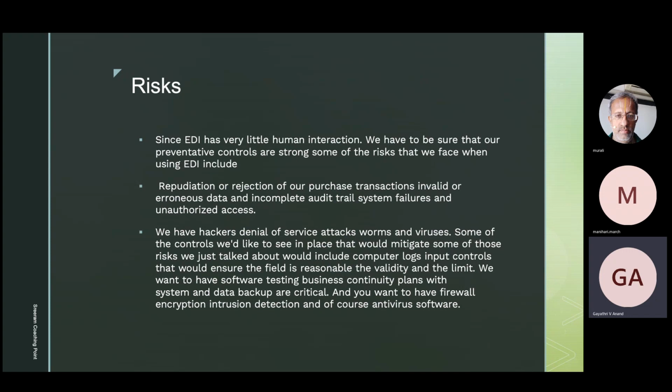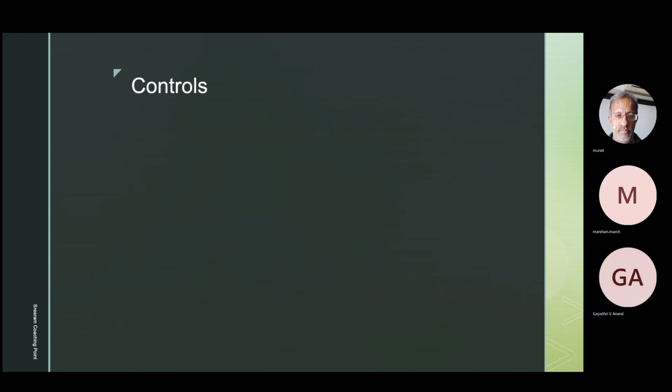So that is like checking the fields and logs. So this is all about the risk. What are the controls? Computer logs. What are logs? It's like an audit trail. Everything and anything that is entered is being recorded and logged.